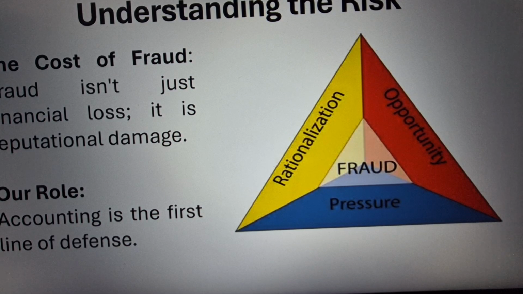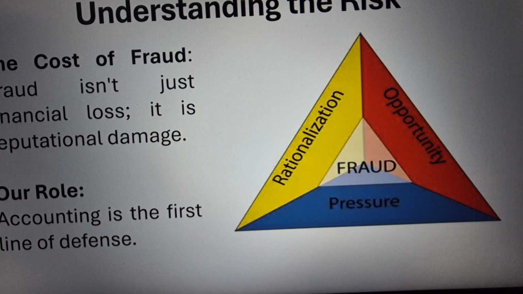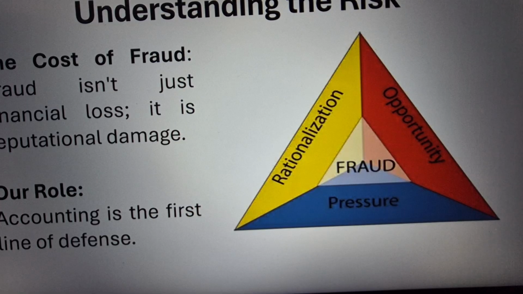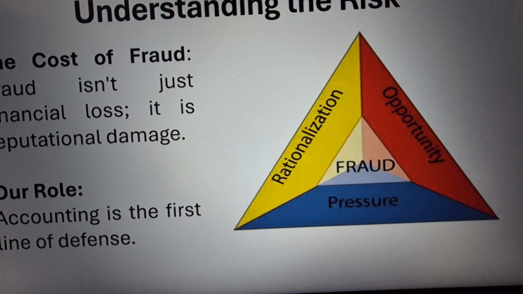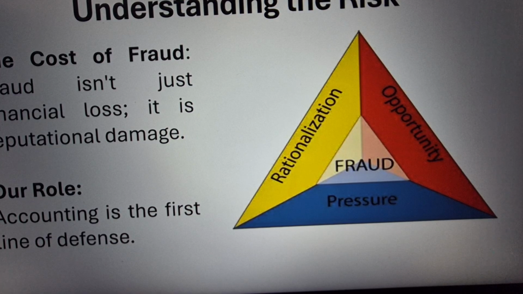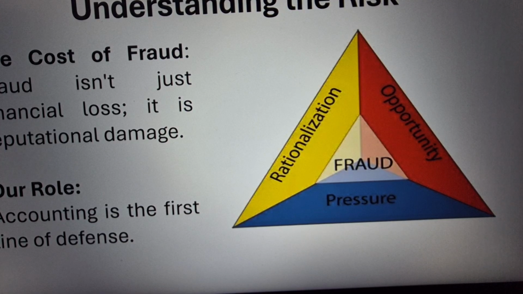Fraud can happen in any organization, regardless of size. To stop it, we must understand why it happens. The fraud triangle suggests that fraud occurs when three elements converge: pressure on the individual, an opportunity to commit the act, and the realization that the act is acceptable. As accountants, our job is to eliminate the opportunity leg of this triangle.